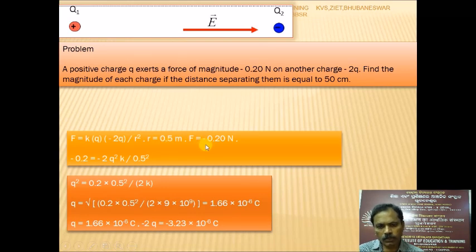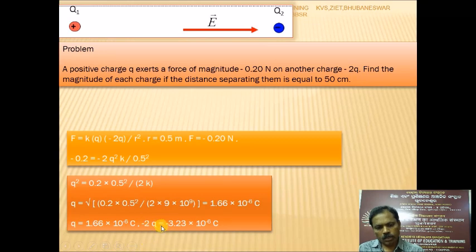The force is given 0.20 Newton, minus, that is repulsive force. So minus 0.2 is equal to minus 2q square k divided by 0.5 square. Substitute in the values. Then q is equal to root of the above value. That will give you 1.66 into 10 to the power minus 6 coulomb. Therefore, the charge will be equal to 1.66 into 10 to the power minus 6 coulomb.